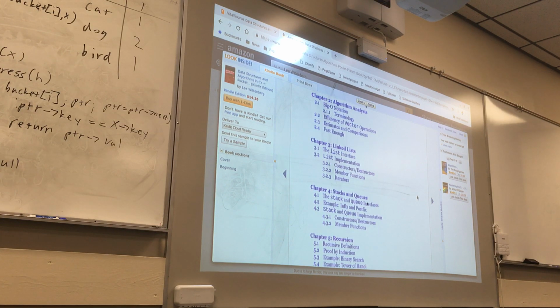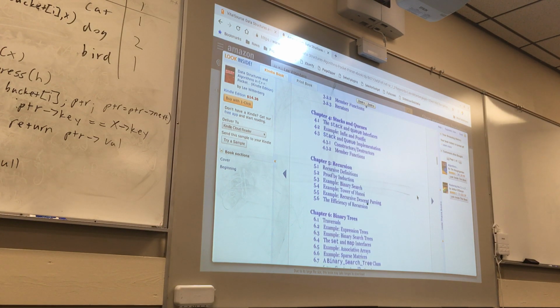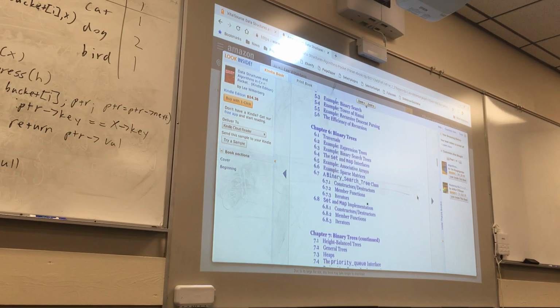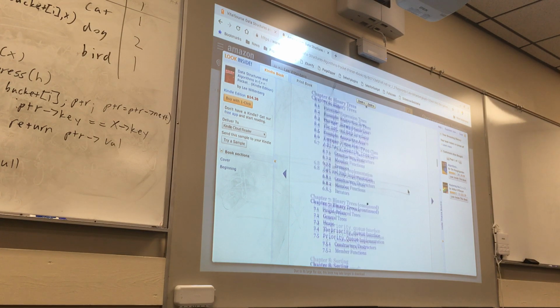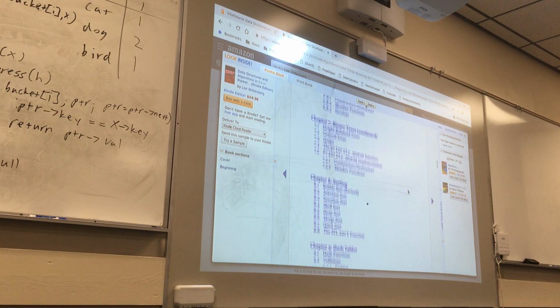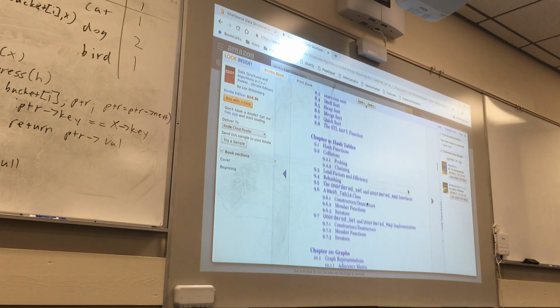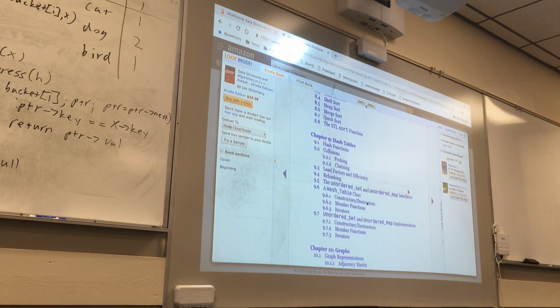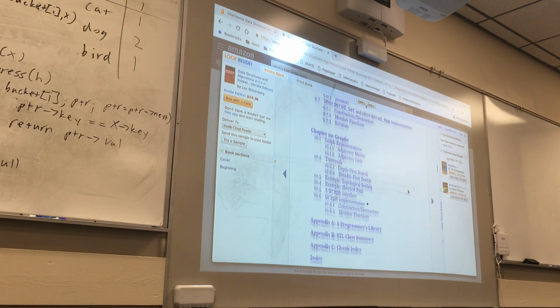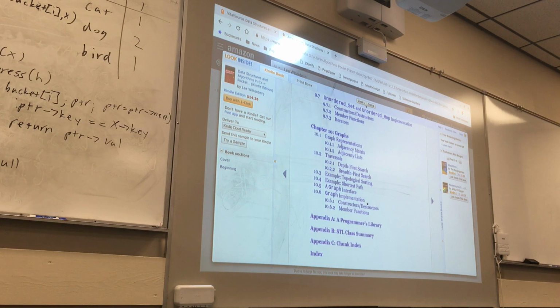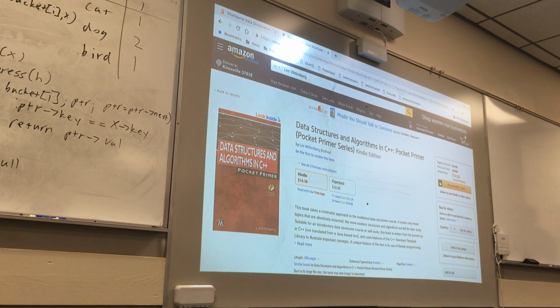So he covers algorithm analysis, linked lists, stacks and queues, recursion, binary trees. He talks about self-balancing trees, but he doesn't really implement them in it. Sorting, he talks about sorting. He has a very nice chapter on hash tables. And then he talks about graphs, but he doesn't include the AVL trees for us. But as you can see, it's also reasonably priced. I like it.